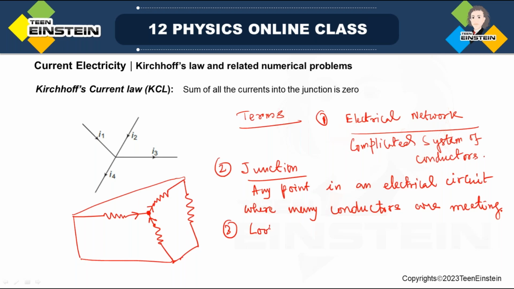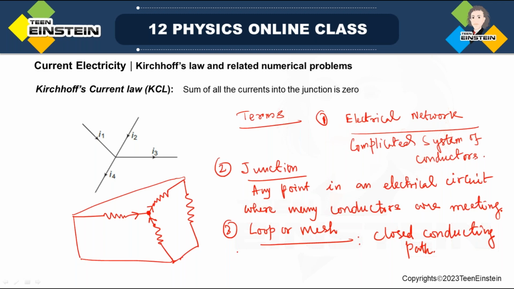Now what is a loop or mesh? It is any closed conducting path in an electrical circuit. Closed conducting path. So this is a closed conducting path.